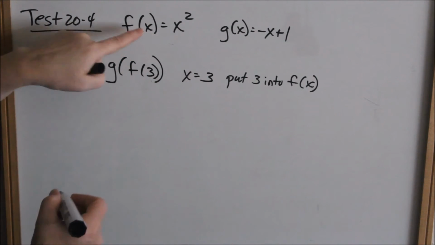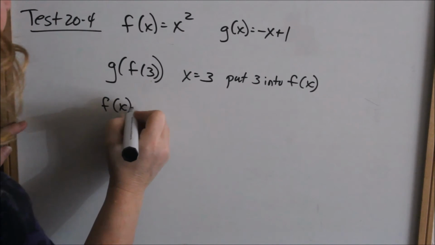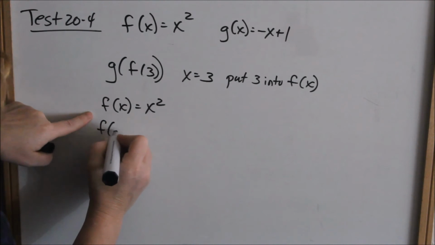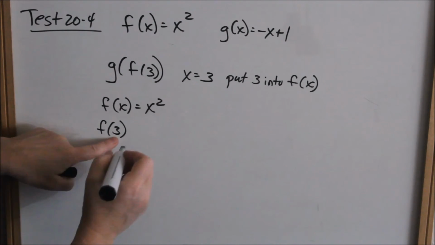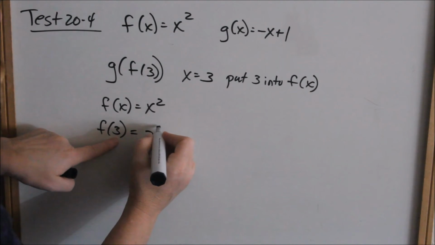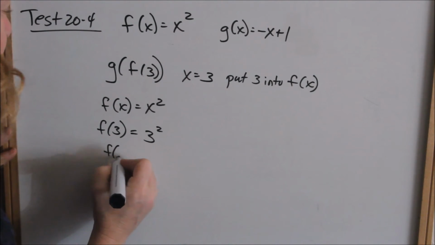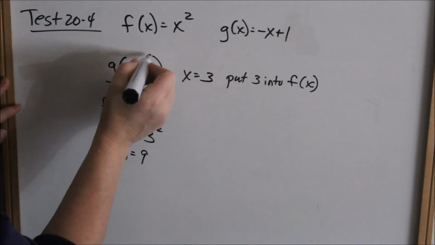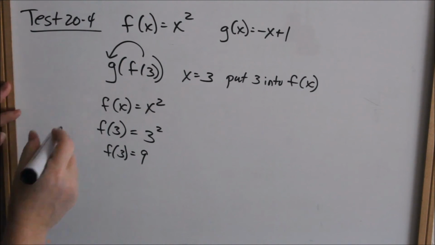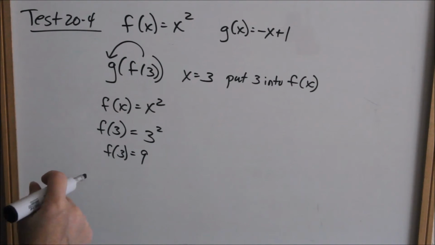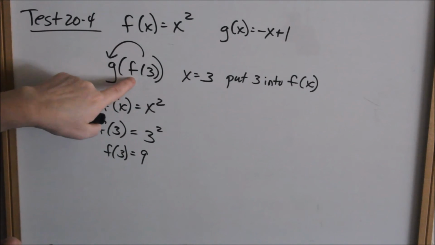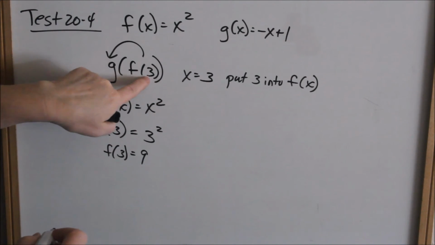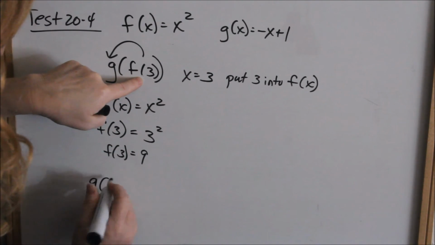So we go to f of x. We said f of x equals x squared. Well, this tells us we're putting a 3 in for x. So f of 3 means we substituted 3 in for x, which means we substitute 3 in for x over here as well. So f of 3 equals 9. Once you know that, you take this whole thing and substitute it into g of x. We found out that f of 3 was 9, so up here we can replace f of 3 with a 9 and call it g of 9.